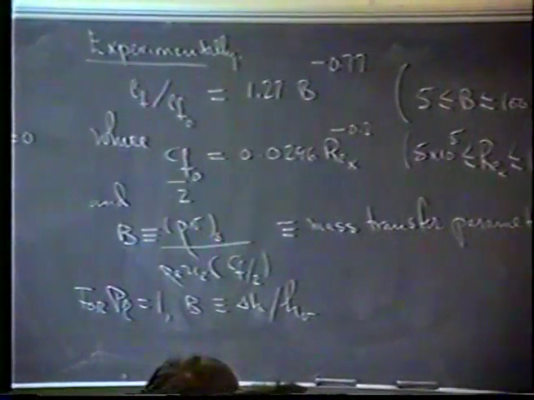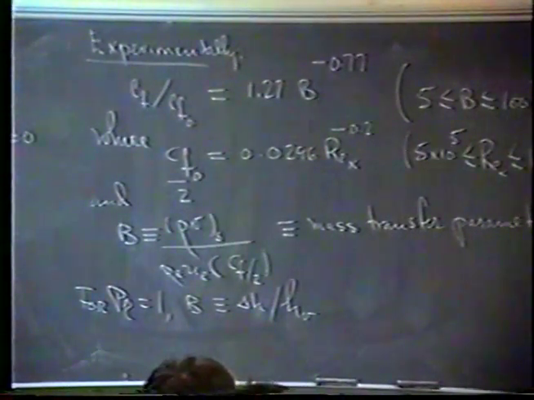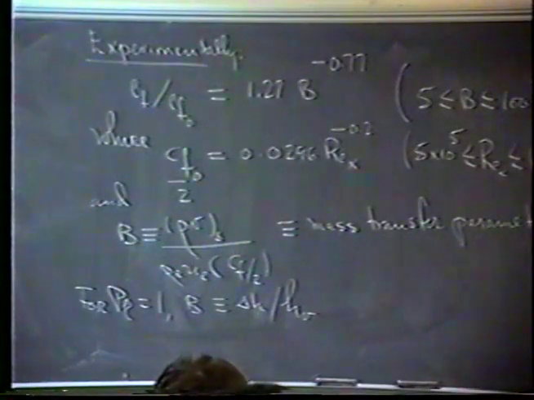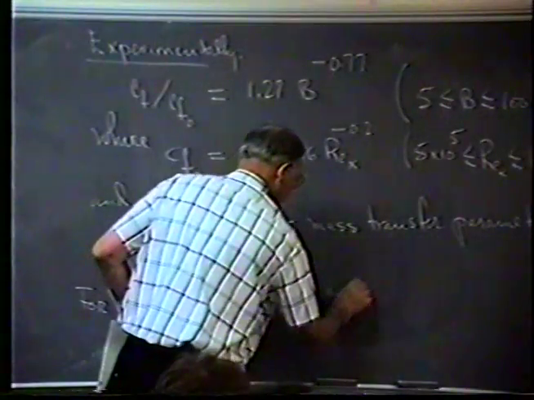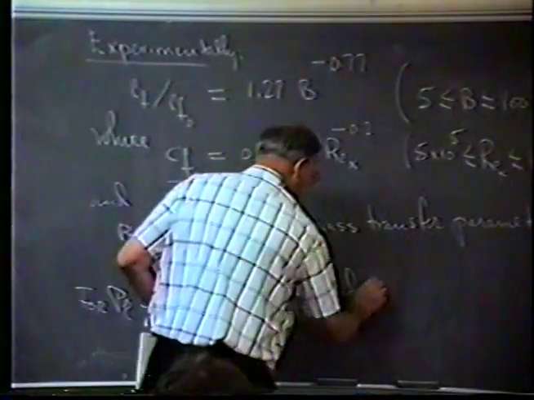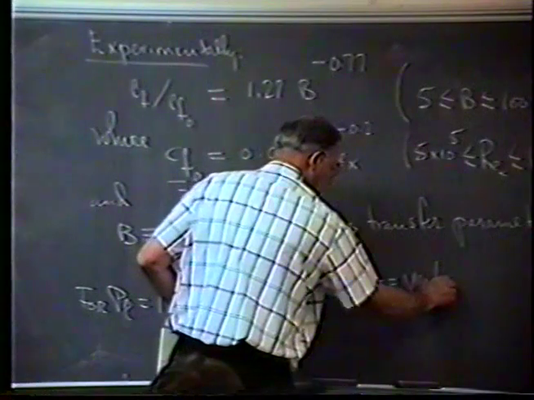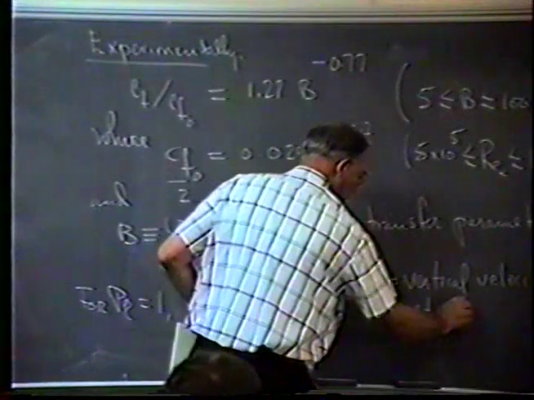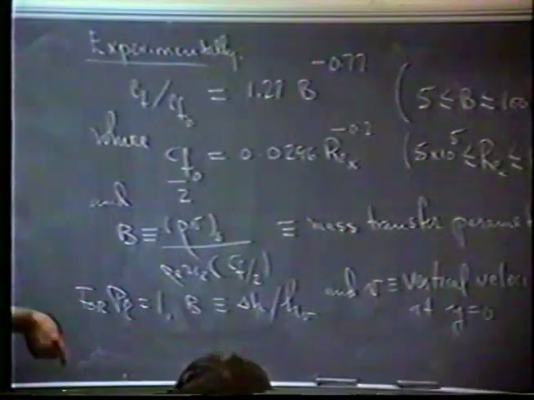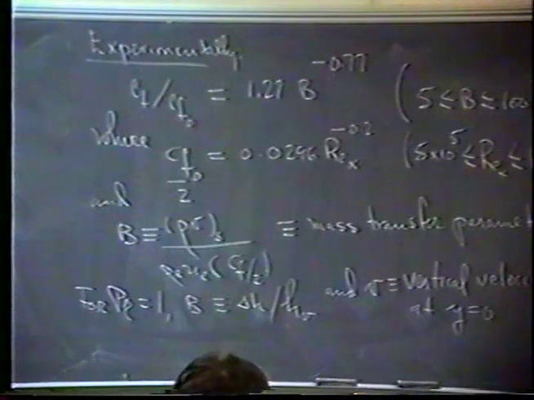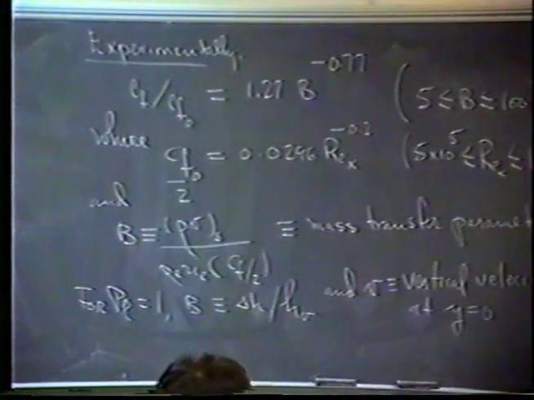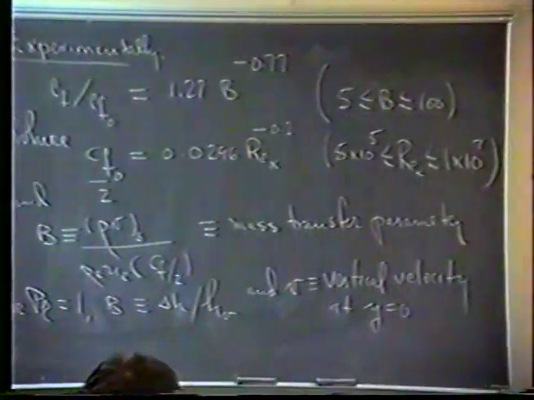What is V in the B equation? The vertical velocity. So it's the y-dependent velocity? Yes. At the surface. Let me put that down. Rho is the density. V is the vertical velocity at y equals 0. So it's the mass injection velocity. It's this velocity over here, V. Sometimes it's given the symbol VW. It's this vertical velocity at the surface due to the mass sublimation.